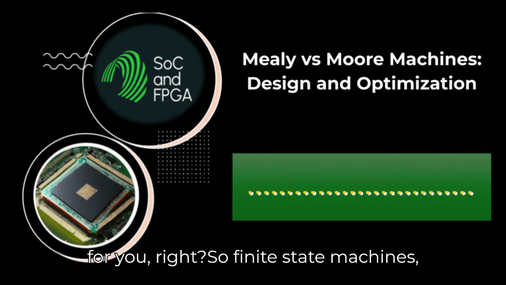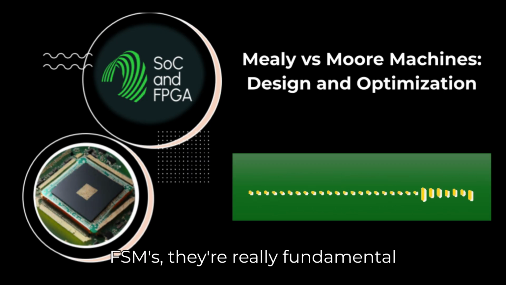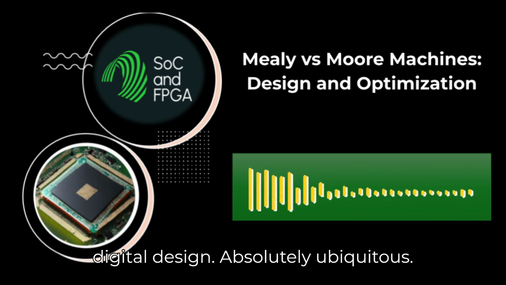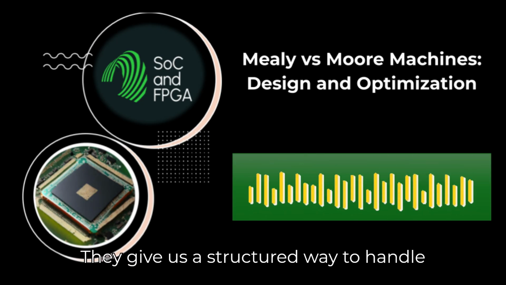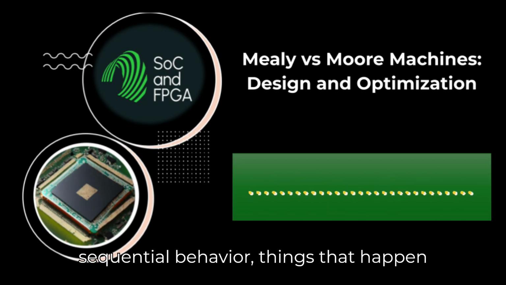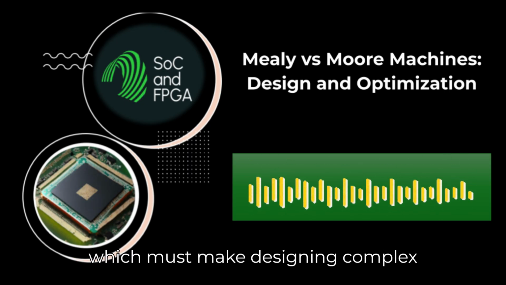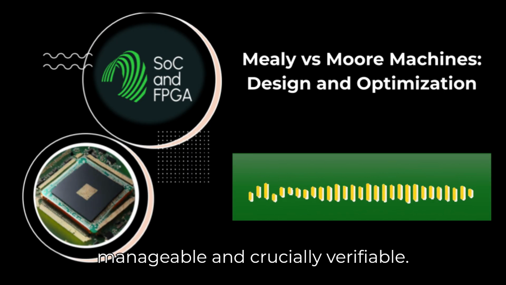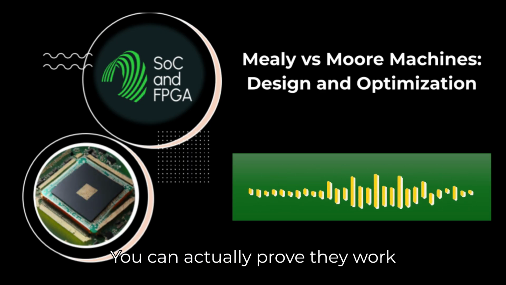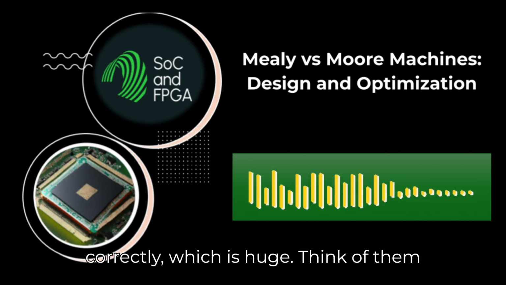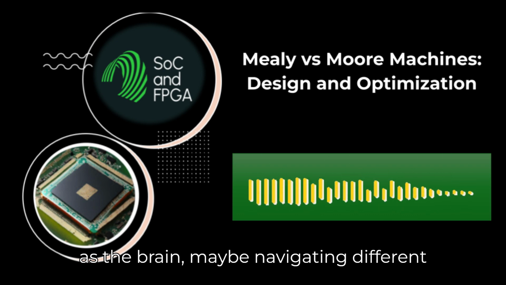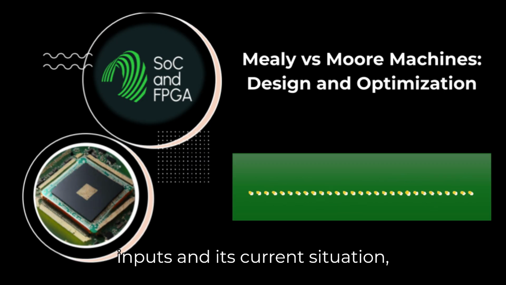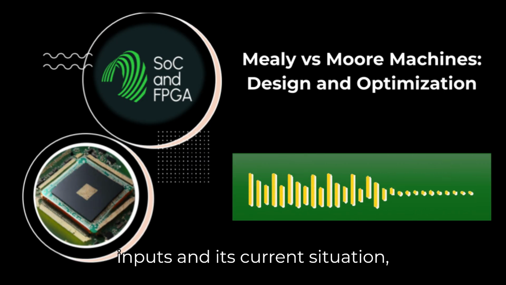Right, so finite state machines, FSMs, they're really fundamental mathematical models of computation, actually. And they pop up everywhere in digital design. Absolutely ubiquitous. They give us a structured way to handle sequential behavior, things that happen in order based on what happened before. Which must make designing complex systems manageable. That's exactly right. Manageable and, crucially, verifiable. You can actually prove they work correctly, which is huge. Think of them as the brain, maybe, navigating different conditions. That's a good way to put it. A logical brain making decisions based on inputs and its current situation, its state.